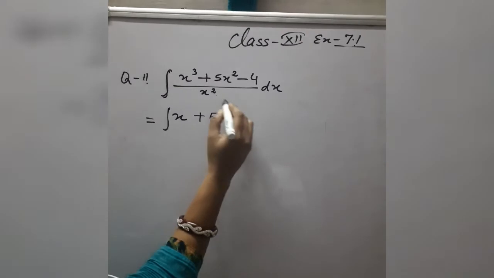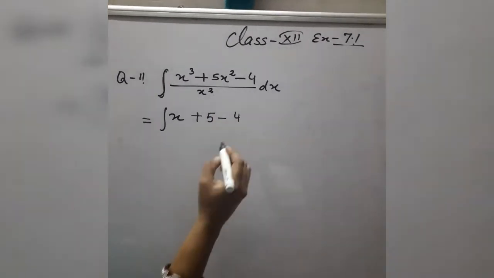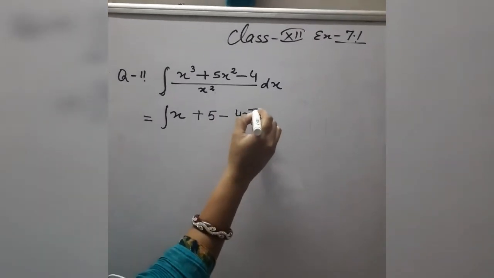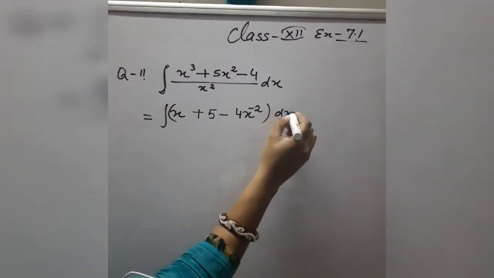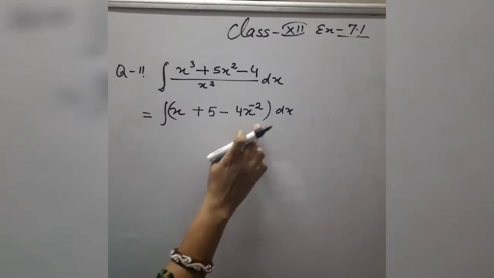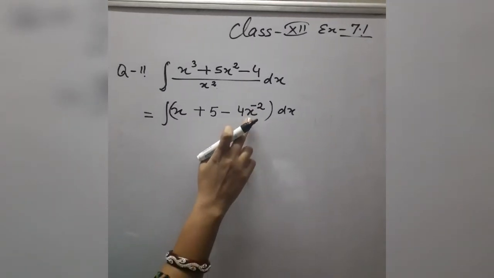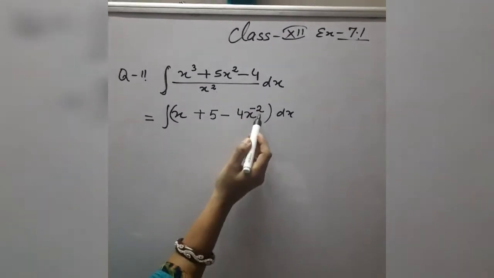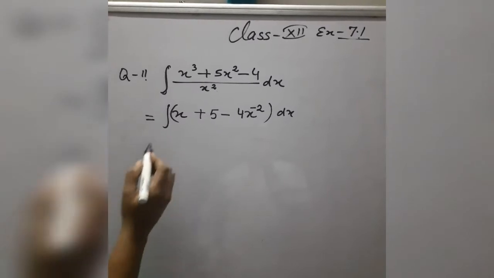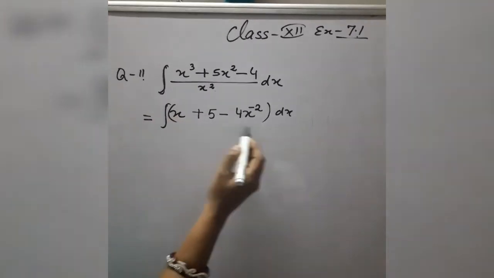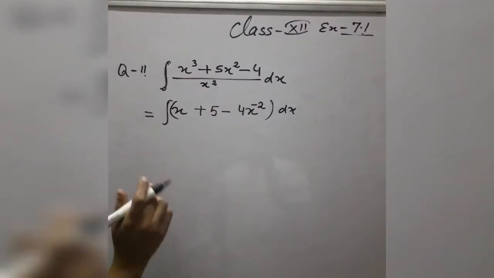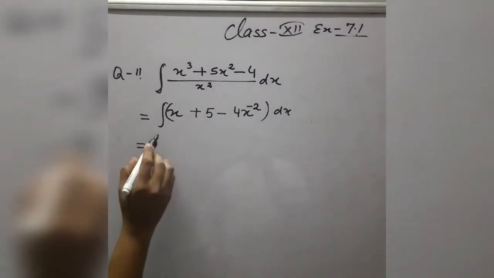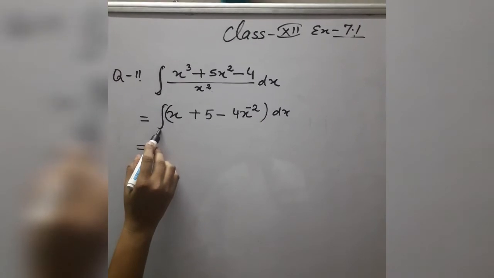And in the last term, 4 divided by x square can be written as 4x raised to power minus 2, because when you shift x square from the denominator into the numerator, the sign of the power changes, it becomes minus 2. Now the integration sign remains as it is because we have simplified this function in this step. Now we will take the integration, so you will remove this integration sign.